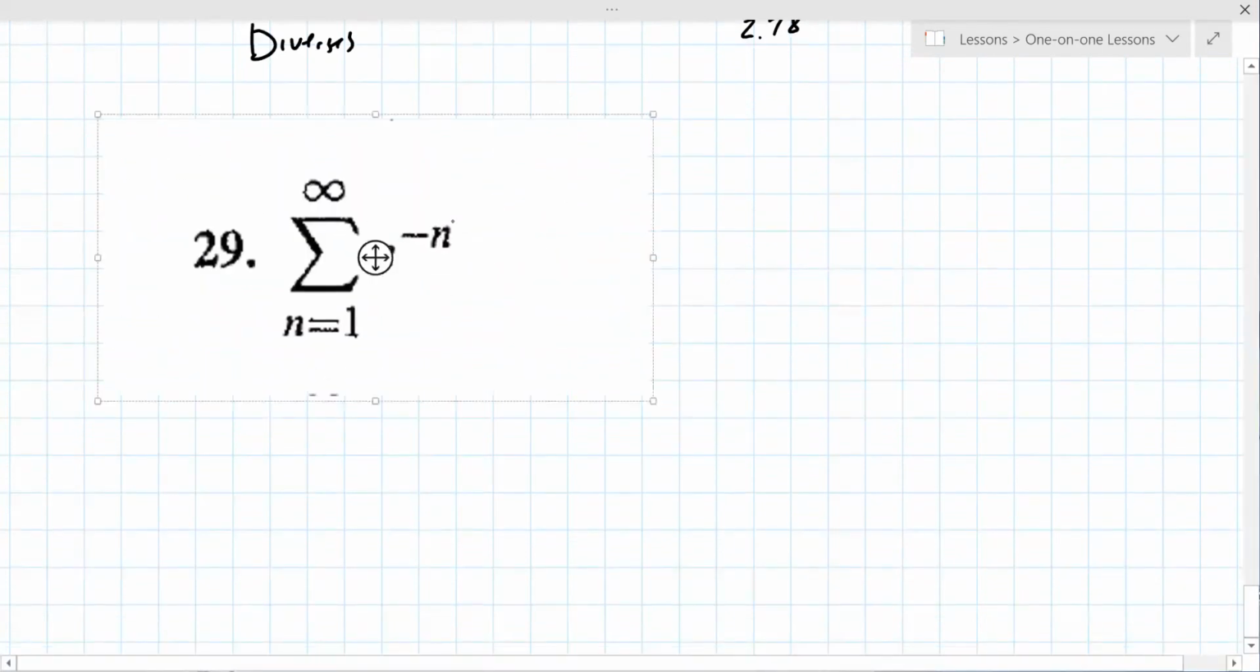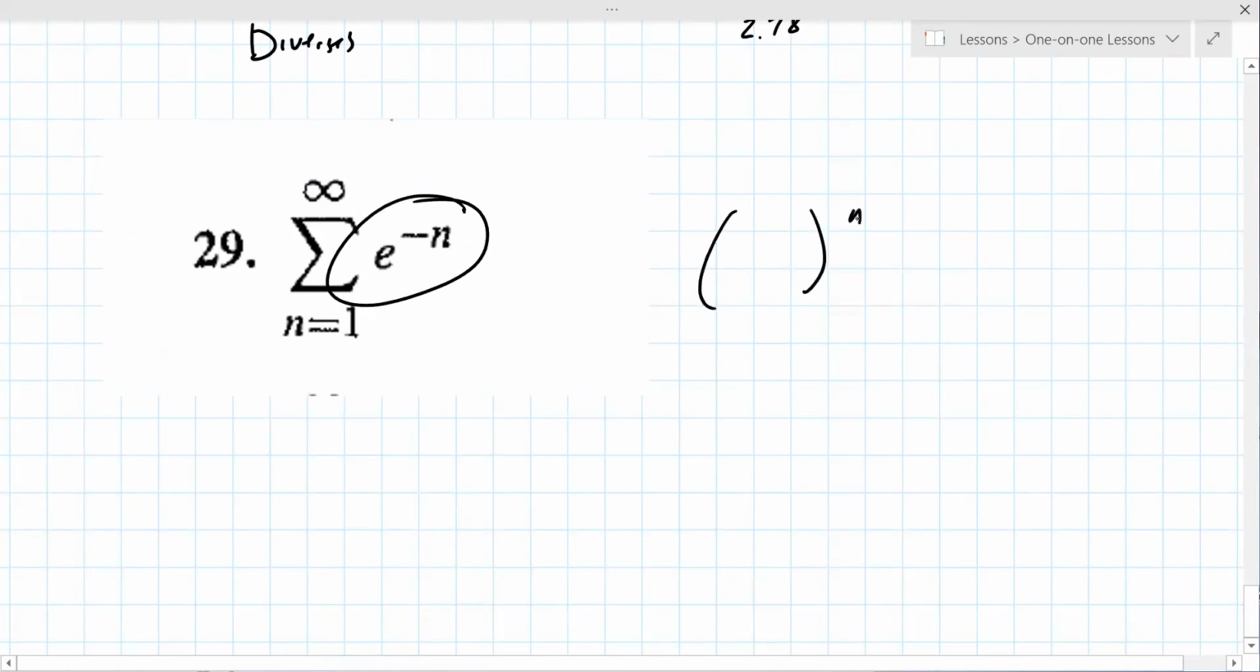Okay, so this is the part that's problematic, this e to the minus n, because you really want it to be something to the n. Exactly. Or e to the minus 1, sorry, which is 1 over e. Yes, and that is definitely less than 1. Okay, so this is 1 over e, this is your r, so this one converges.